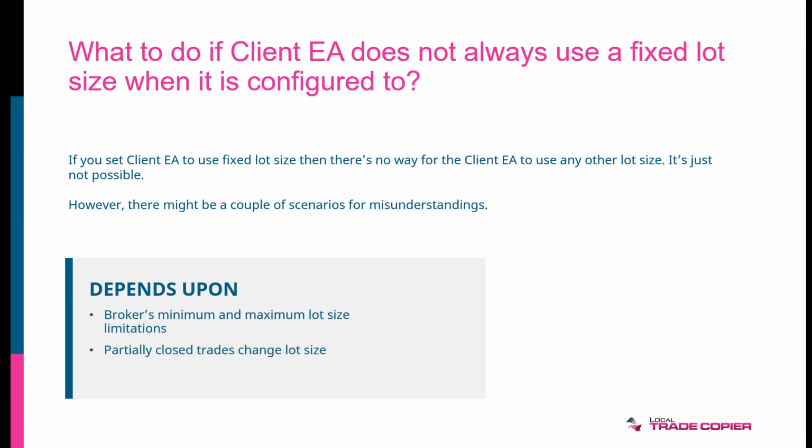So what to do if client EA does not always use a fixed lot size when it is configured to use the fixed lot size, yeah. If you set client EA to use a fixed lot size, then there's no way for the client EA to use any other lot size. It's just not possible. However, there might be a couple of scenarios for misunderstandings. It could be brokers' minimum and maximum lot size limitations, or it could be partially closed trades that change lot size.